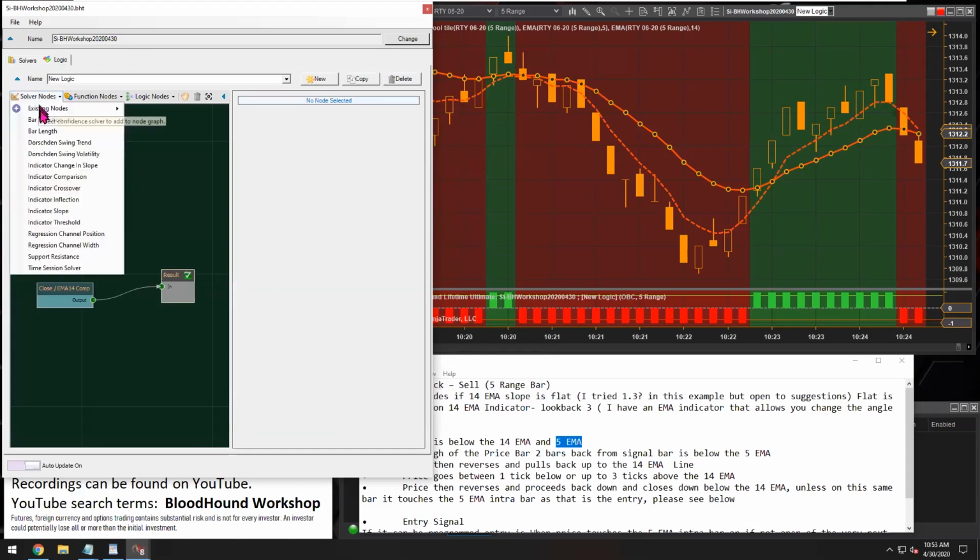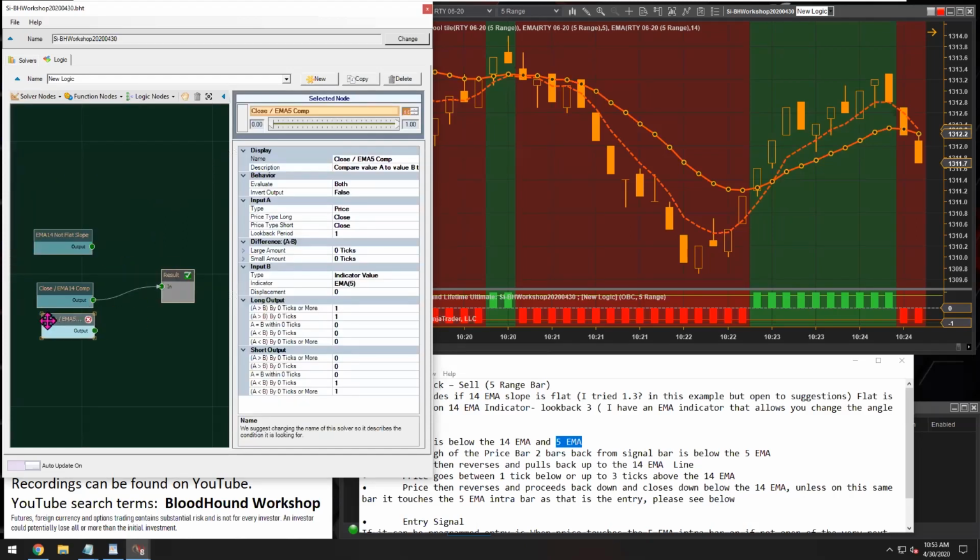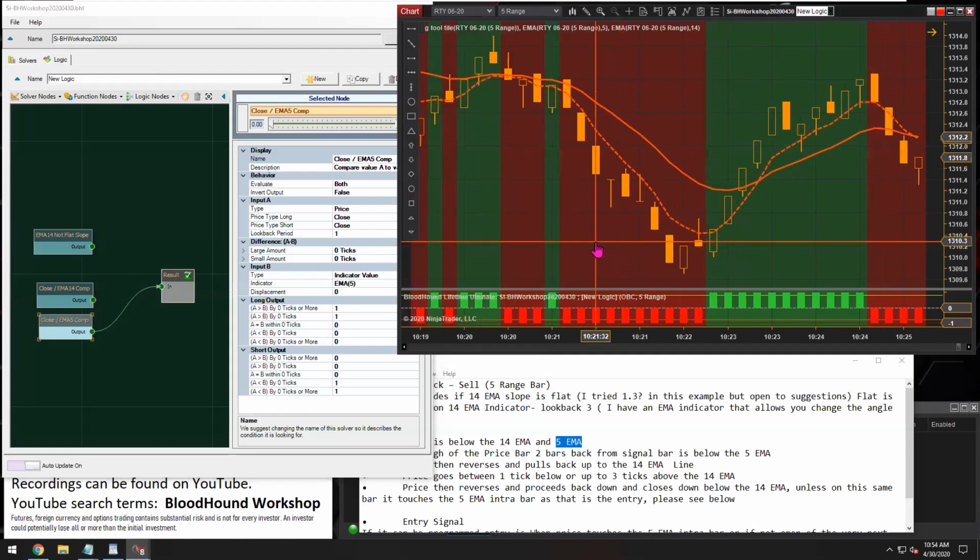And now for my solver nodes, I can go to existing nodes, and there is that new node I just made, close compared to the EMA5. So I'll click on that. Here it is. Let's plug that in. And now we're comparing the closing price to the dashed red line. Right here, the close of the bar is just above the EMA5, and it went long.